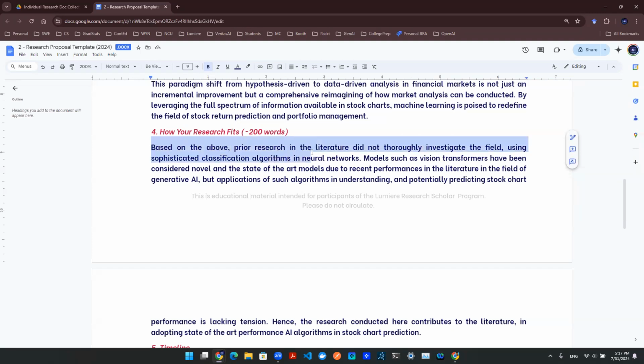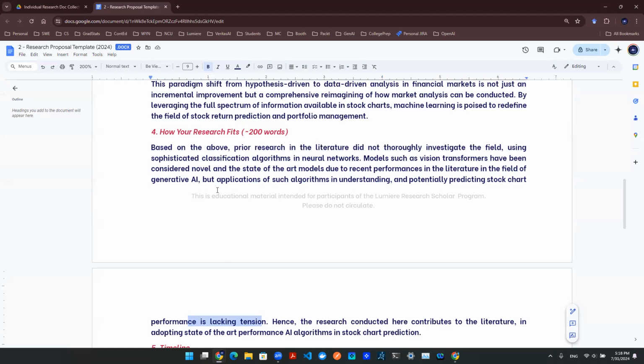Based on the above, prior research in the literature did not thoroughly investigate the field using sophisticated classification algorithm in neural networks. Models such as vision transformers have been considered novel and state-of-the-art models due to recent performances in the literature in the field of generative AI. But applications of such algorithm in understanding and potentially predicting a stock chart is lacking attention. So this really drives that motivation home, right?